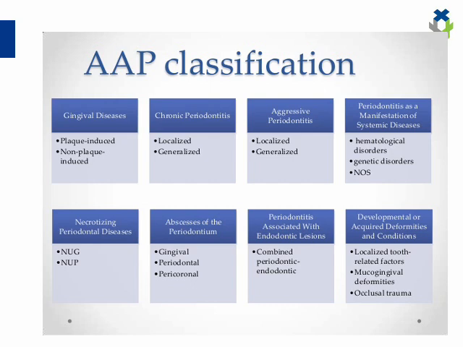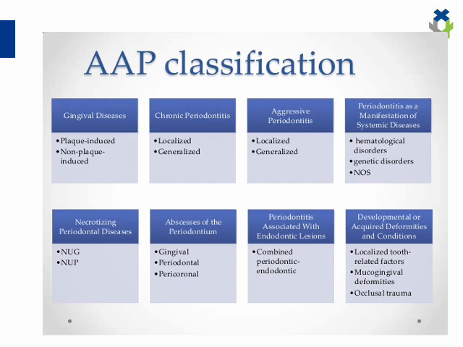Chronic periodontitis are classified into localized or generalized. Aggressive periodontitis is subclassified into either localized or generalized. Periodontitis as a manifestation of systemic diseases such as hematological disorders, genetic disorders. Necrotizing periodontal diseases can either be necrotizing ulcerative gingivitis or necrotizing ulcerative periodontitis.